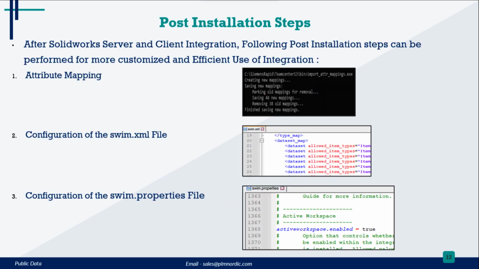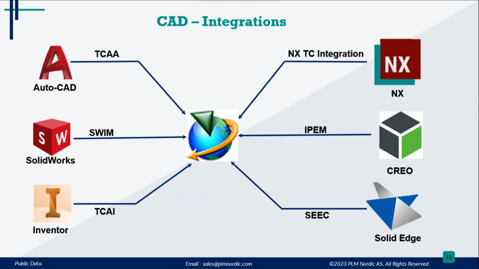After you complete the integration process, the following post-installation steps can be performed for more customized and efficient use of integration. You can import the mappings in Teamcenter. You can get swim.xml and swim.properties files in the swim folder. In the swim.xml file you can add information related to attribute mapping, custom items, etc. The swim.properties file is used to enable various preferences.